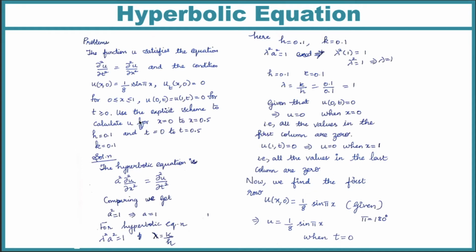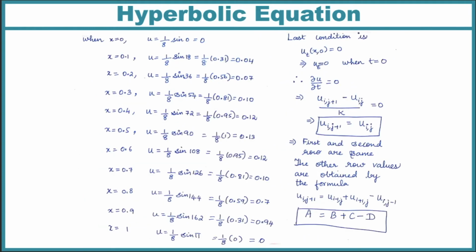Now we have another condition. What is the condition given here? u of x comma 0 is equal to 1 by 8 sin pi x. What does it mean? u is equal to 1 by 8 sin pi x when t is equal to 0. And here pi is nothing but 180 degrees. You should know it's degrees, it's not radians.